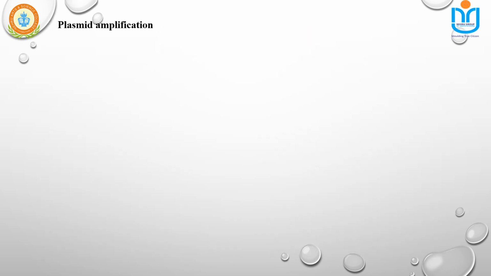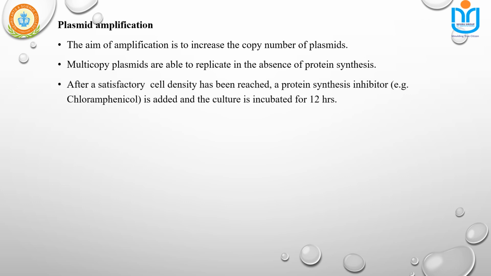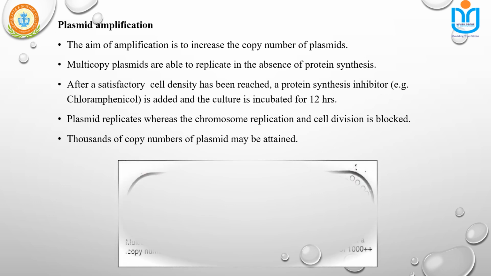Next is plasmid amplification. The aim of amplification is to increase the copy number of plasmids. Multi-copy plasmids are able to replicate in the absence of protein synthesis. After a satisfactory cell density has been reached, a protein synthesis inhibitor, for example chloramphenicol, is added and the culture is incubated for 12 hours. Plasmid replicates whereas the chromosome replication and cell division is blocked. Thousands of copies of plasmid may be attained.